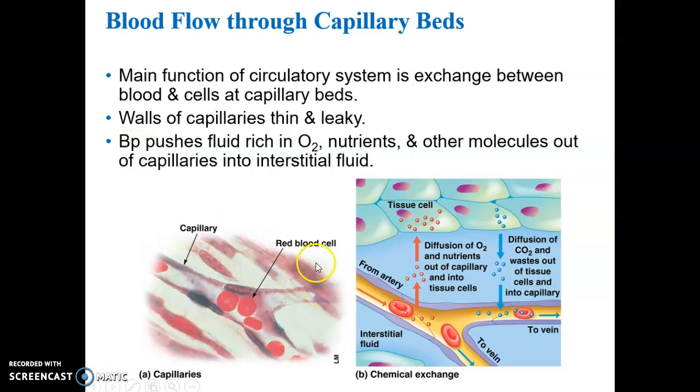So blood pressure does push fluids, rich in oxygen and nutrients, out of the capillaries, but diffusion also moves those things out, and then diffusion moves waste materials into the capillaries to be carried away.